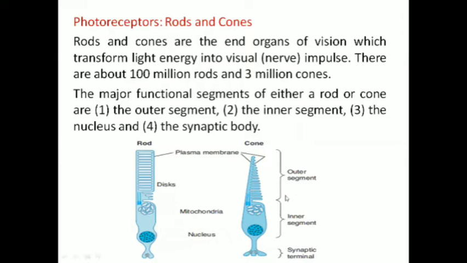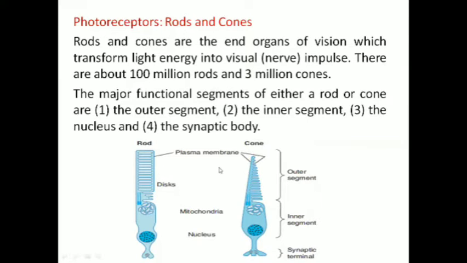You can say this is the outer segment, then this is the inner segment. Then this is the nucleus and this is the synaptic body or the synaptic terminal. So this is the basic structure of a rod and a cone. The main difference is the shape of the outer part. In a rod it is the shape of a rod, and in the cone it is conical in shape, so it is named cone. The rest is the same.